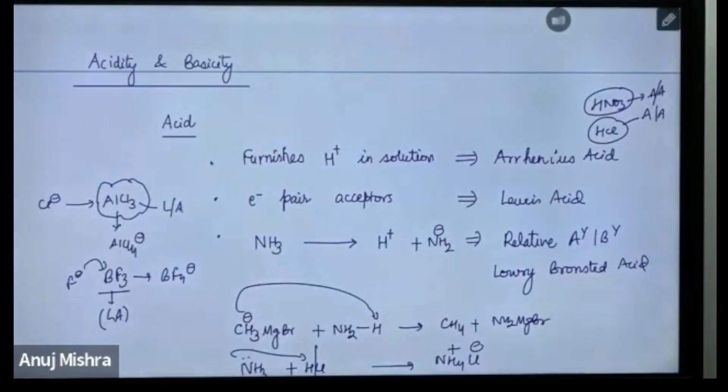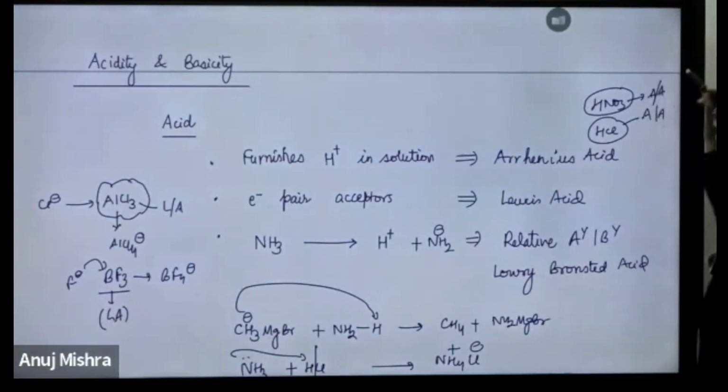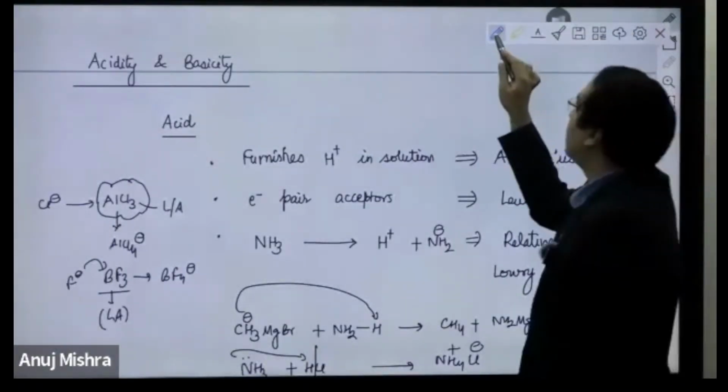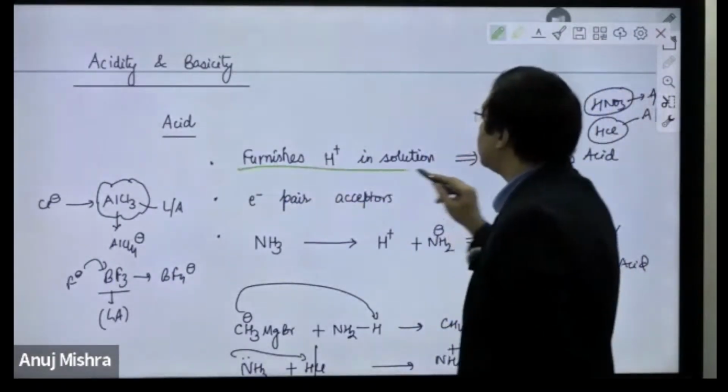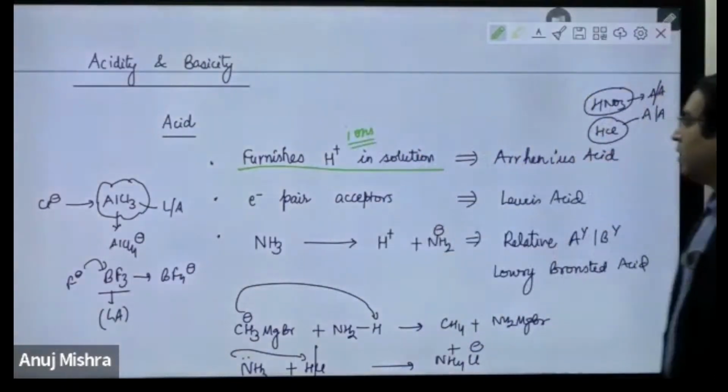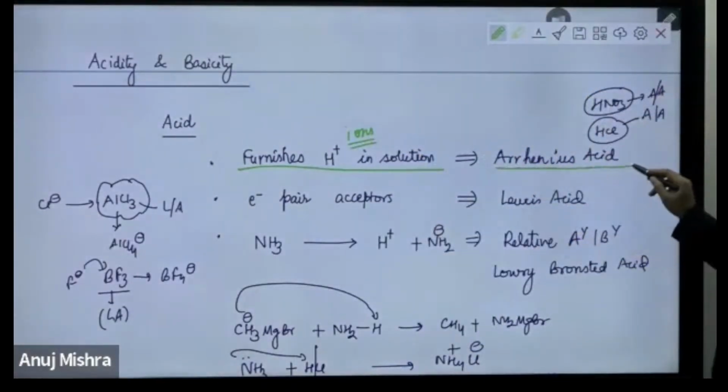Clear? What is acid? Acid is something which furnishes H plus ions in solution. Yeah, this is called Arrhenius acid.